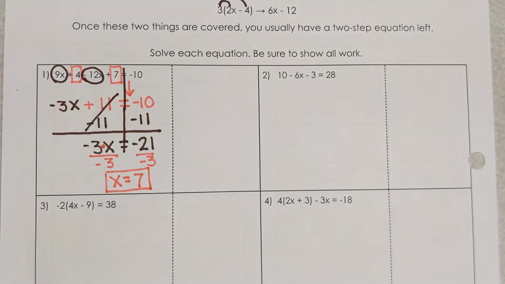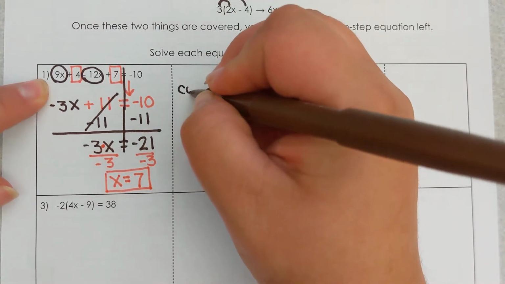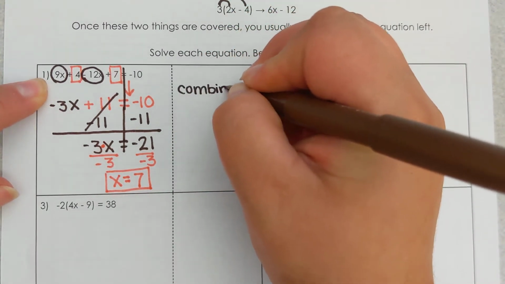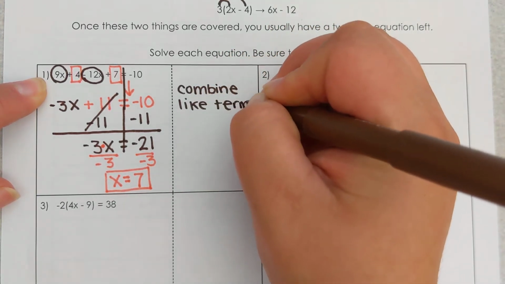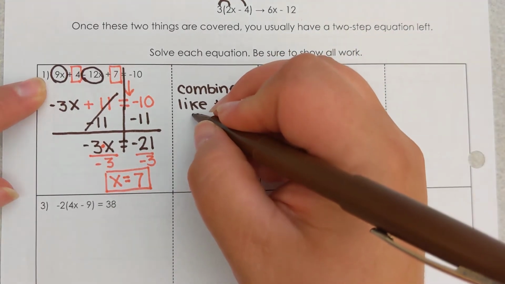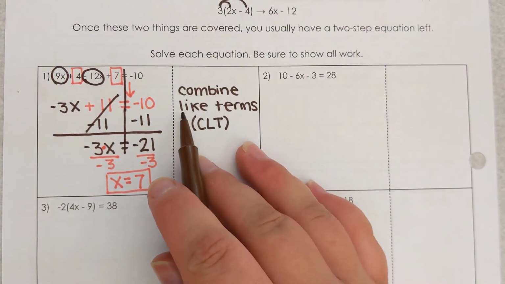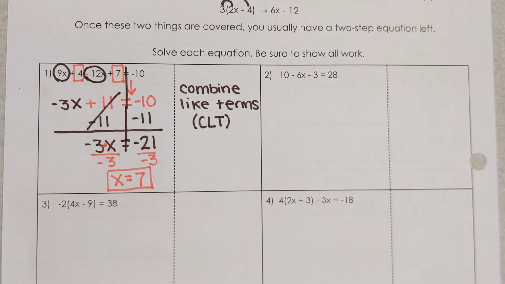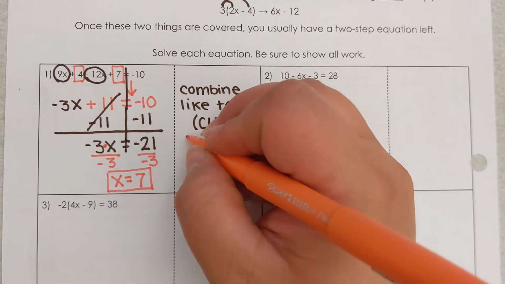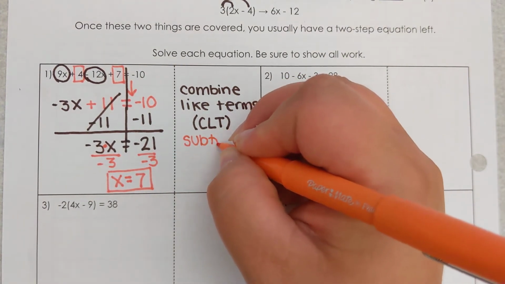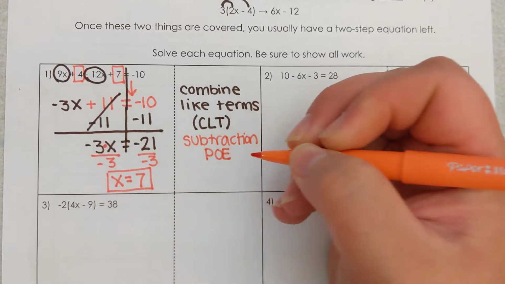Okay, now I'm going to go back through my work and kind of check it as I go. First thing I did was combine like terms. And because I don't mind if you guys use abbreviations, you can call this one CLT. I also don't mind if you just call it like terms. And then we did this, which was the subtraction property of equality.